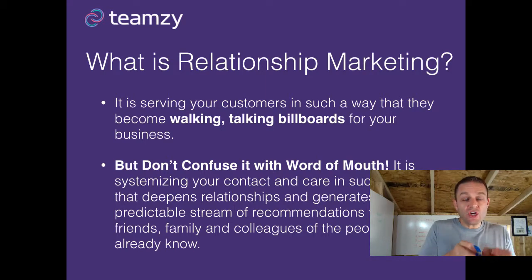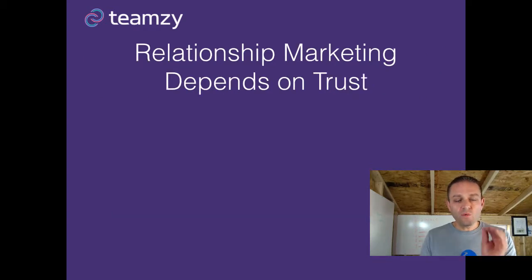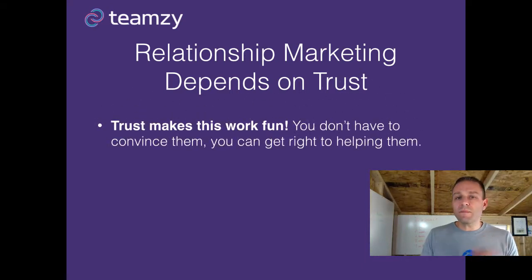You can actually chart goals. You can say, this is what I'm going to do, and these are the goals I can expect. That is the beauty of having a system. And I'm going to talk to you guys a little bit about that here. Relationship marketing depends on trust. I know this should sound familiar to you guys, but it depends on trust. If people don't trust you, then they're not going to work with you. Trust, though, is what makes this business fun. It's fun when they trust you because you don't have to spend all this time selling them on something.